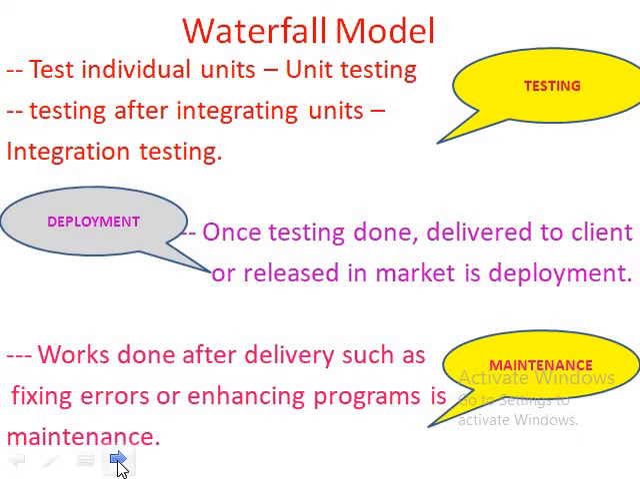Then the fifth stage is deployment. Once testing is done, it will be delivered to the client or released in the market. It is called deployment. Then the last phase is maintenance. Work done after delivery such as fixing errors or enhancing the program is called maintenance. The maintenance work is performed at the client side.